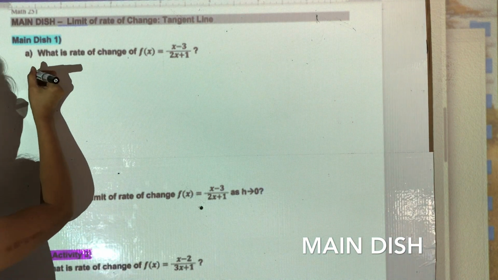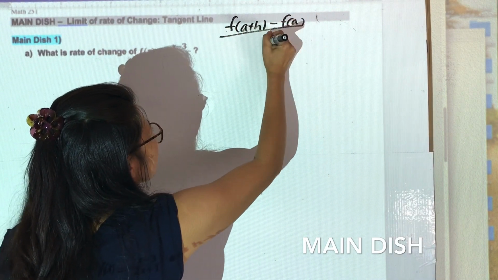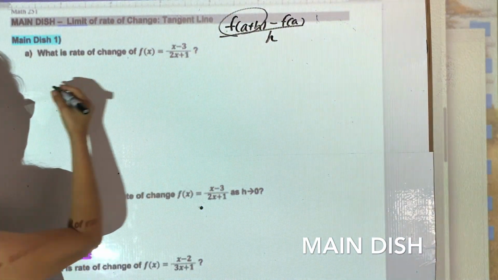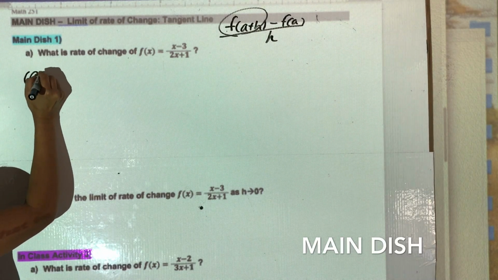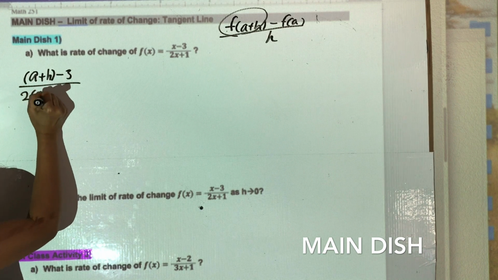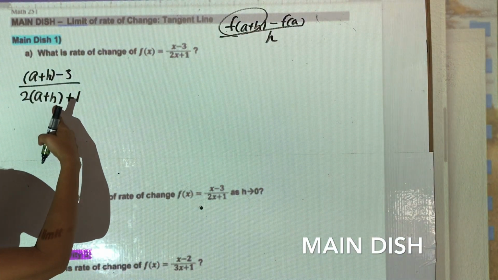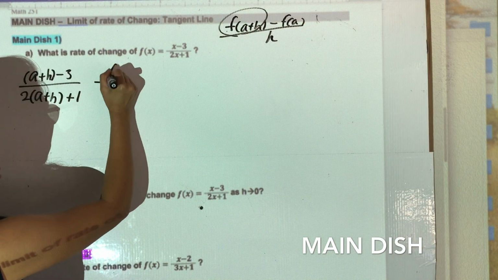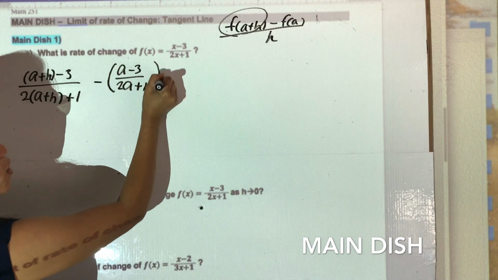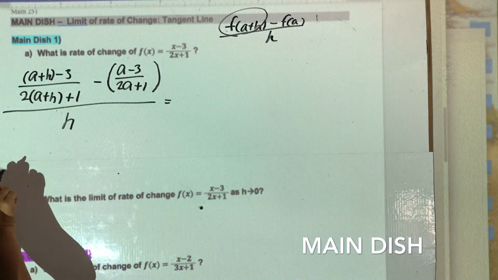So the rate of change is f(a + h) - f(a), over h. I'm going to plug in carefully. So f(a + h), plug in here. It's not going to be simple. (a + h - 3) over (2(a + h) + 1). So I finished the first part. Minus f(a), which will be in big parentheses (a - 3) over (2a + 1), all over h. So I replace this into my function.